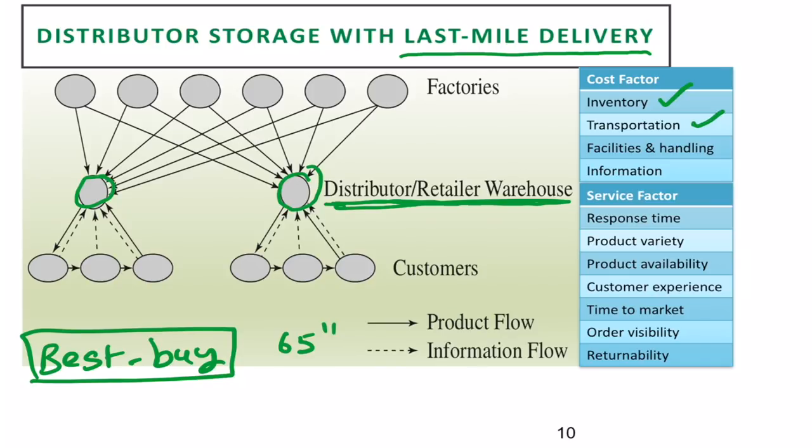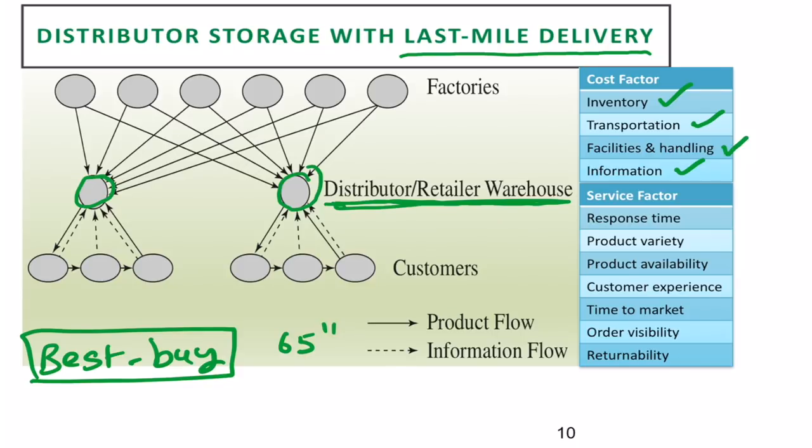Transportation cost is going to be higher compared to situations where deliveries are made by package carriers, because they can aggregate the products across various factories or manufacturers. But in this case, the distributor or the retailer needs to make the last mile delivery. So obviously that increases the cost. If they make use of third party logistics companies, they may still be able to keep the cost lower. Facilities and handling cost is going to be more than manufacturing storage, but less than retail stores. Cost associated with information is going to be similar to the previous design that we looked at.